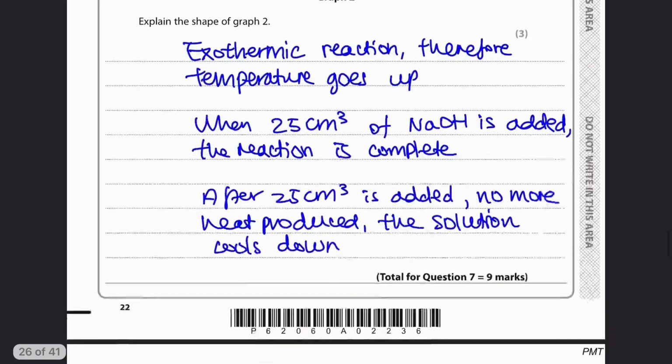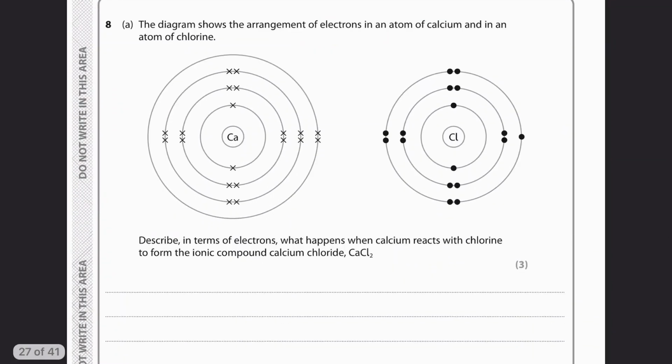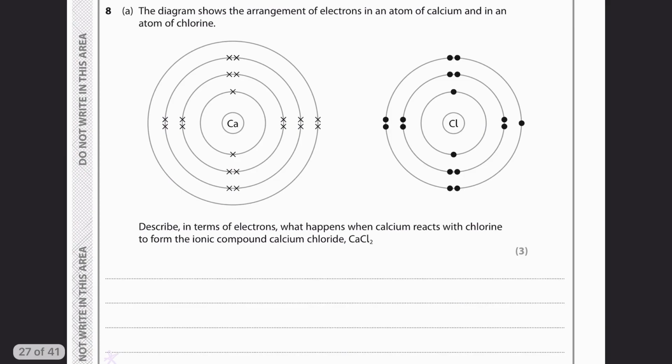Okay, all right. Okay, question 8. The diagram shows the arrangement of electrons in an atom of calcium and in an atom of chlorine. Here we go. Chlorine here, calcium here. Describe in terms of electrons what happens when calcium reacts with chlorine to form an ionic compound, calcium chloride. This is a typical question on electronic structure and what happens when things react, right?